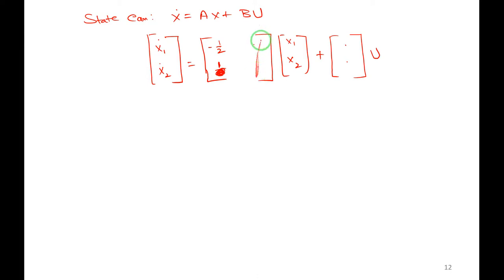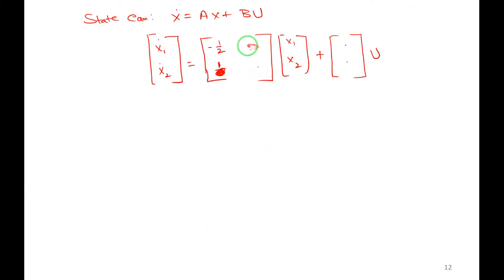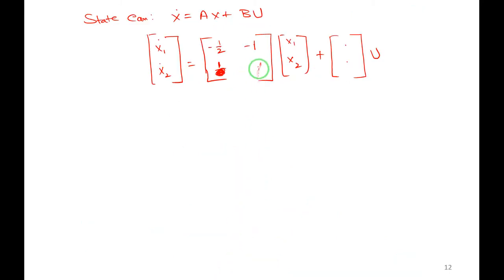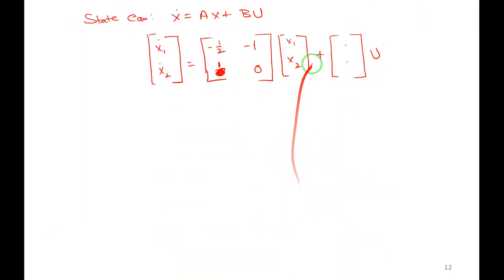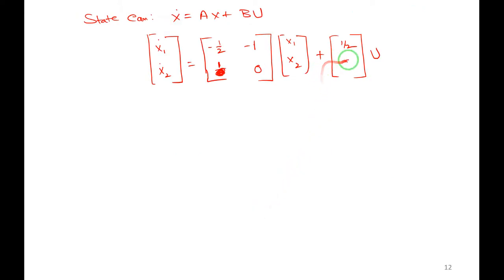Next, here x2 I have to write. Is there a coefficient of x2 in the first equation? Yes, it is minus 1. So let me write it here, minus 1. Then what is the coefficient of x2 in the next equation? It is not there, means 0. Next, come to the u part, that is input. The coefficient of u is half in the first equation, so write 1 by 2. Then in the second equation, is there any u input? No, it is 0.